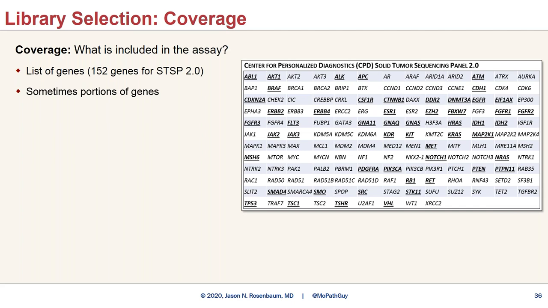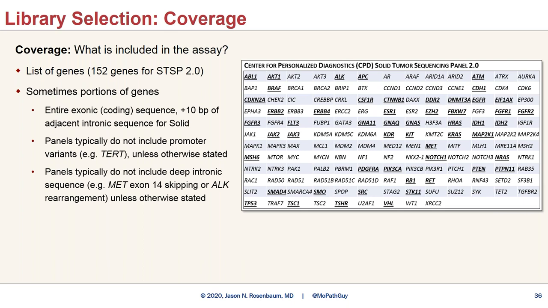Sometimes, and it's important to recognize if this is true, sometimes a panel is only sequencing portions of genes. For the solid tumor sequencing panel here, we're sequencing the entire coding sequence plus 10 base pairs into adjacent introns in order to ensure coverage of the whole exon.